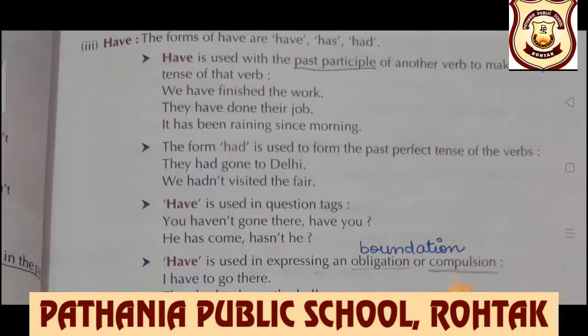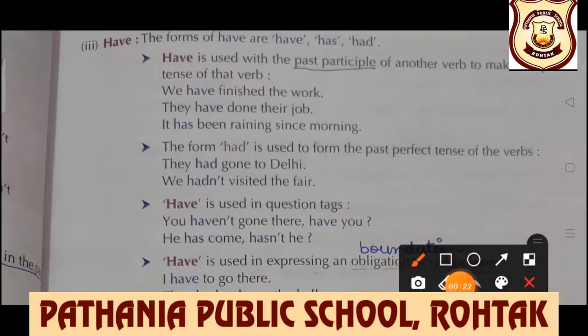Next concept is learning the forms of have. Children, in have, we have three forms: has, have, and had. And we have used these forms many a times in our perfect tense. Has, have are used in present perfect tense, and had is used in past perfect tense. Let's learn where do we use them.